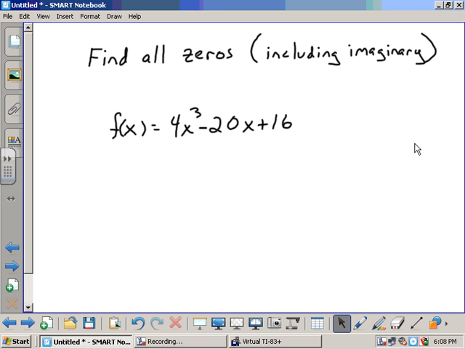Okay, my next example, we want to find all the zeros for a polynomial function. In this situation, we have f of x equals 4x cubed minus 20x plus 16. Okay, so it doesn't obviously factor to us. So there's nothing we can try there.